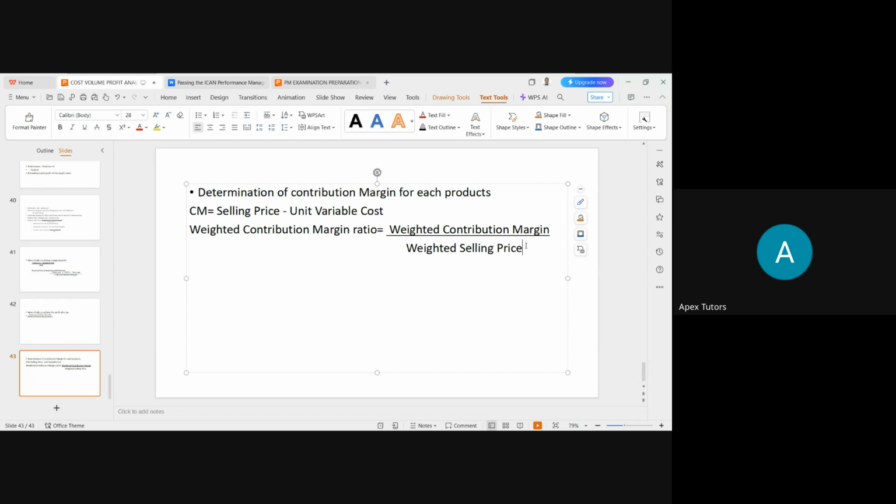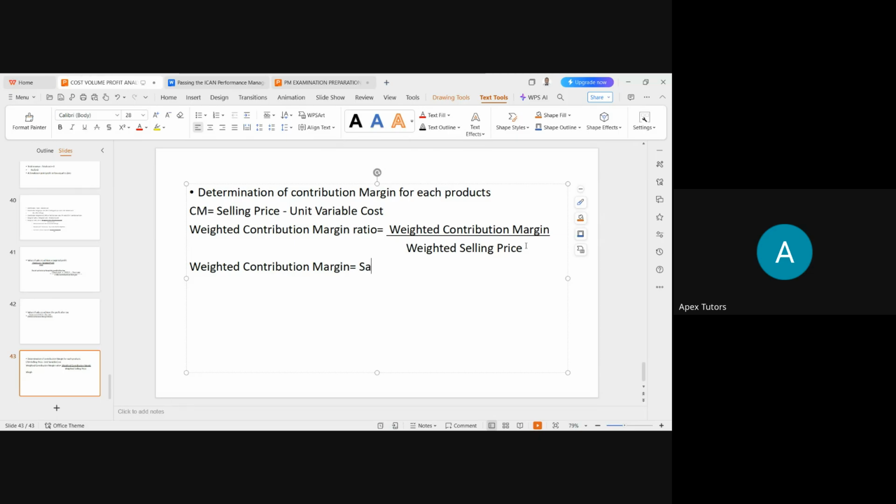So also, how do you determine weighted contribution margin? That is the question. It will be my sales mix. That is my sales in units. If I'm working based on unit, my sales mix in unit. When we talk about sales mix in unit, what is the quantity of product A? What is the quantity of product B? The ratio. Then you look for the weight.